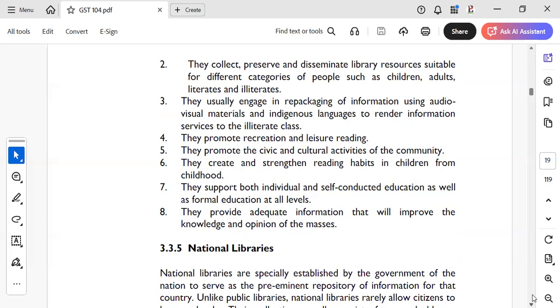Number 5, they promote the civic and cultural activities of their community. Number 6, they create and strengthen reading habits in children from childhood. The essence of the library is that they help the children to be able to read very well. And number 7, they support both individual and self-conducted education as well as formal education at all levels. They provide adequate information that will improve the knowledge and opinion of the masses.